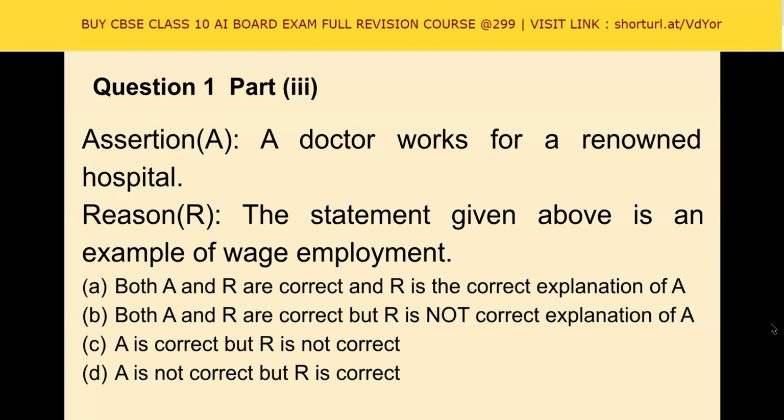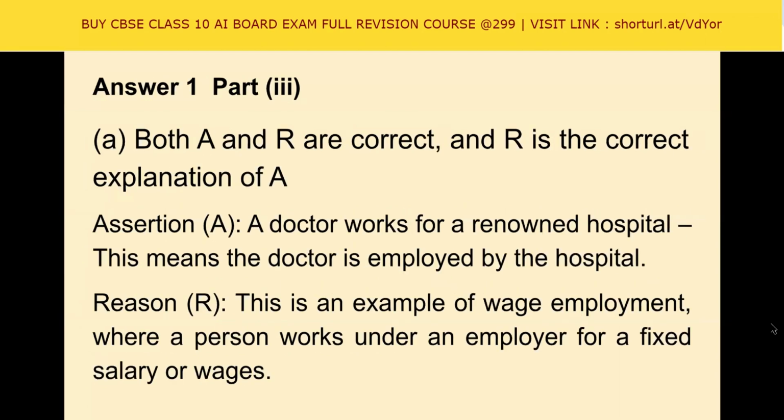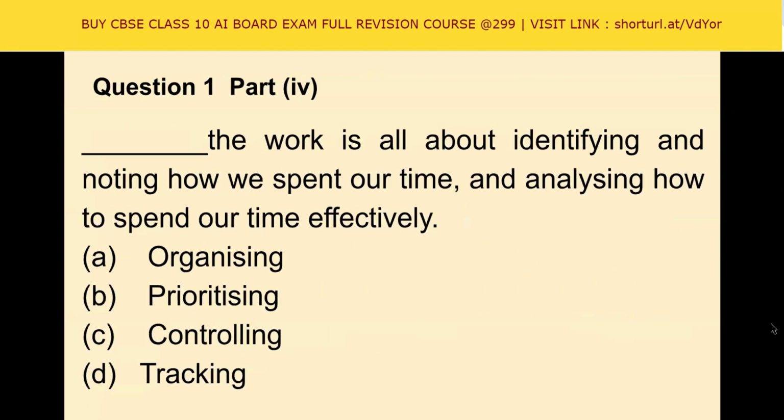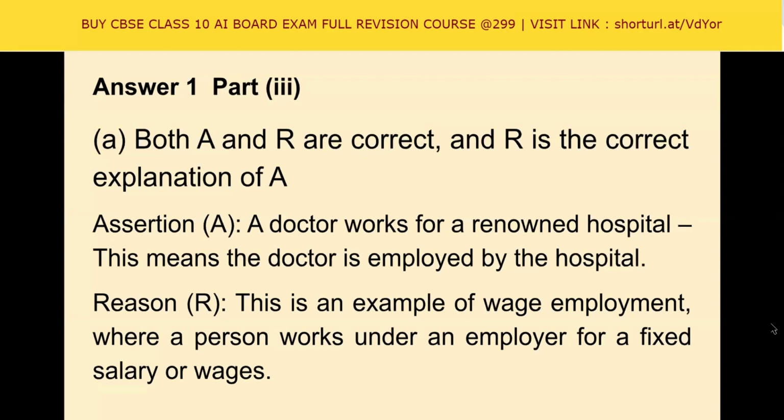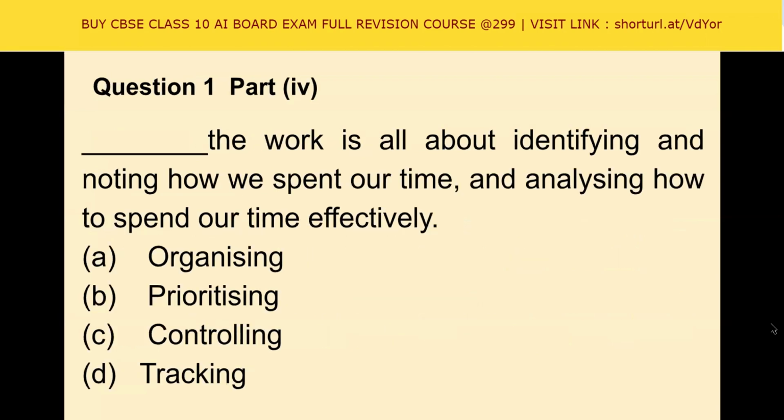So we can say both A and R are correct, and R is the correct explanation of A. I think this is very much clear. No discussion is required. And wage employment is that kind of employment where the person is working under someone and getting a fixed salary or wages.